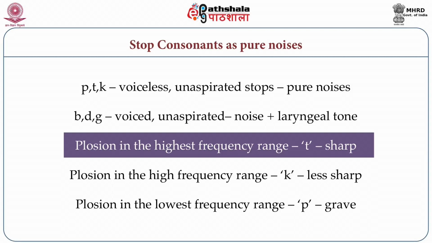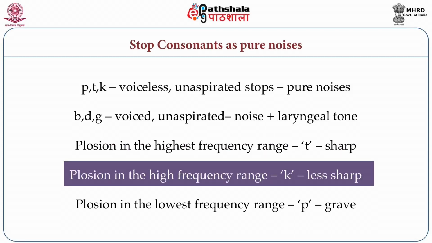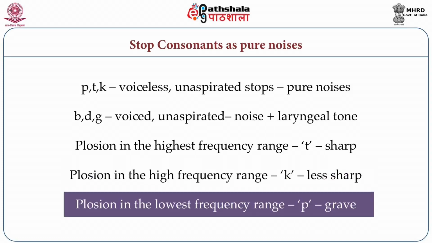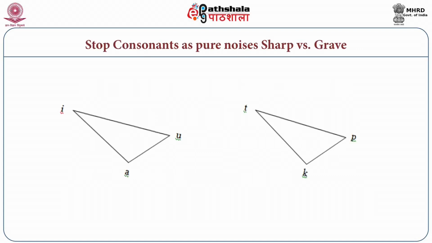They are velars, dentals and alveolars. Plosion in the high frequency, or let's say middle range, not as high, is k, which is less sharp than t. Plosion in the lowest frequency range, we find they are bilabials and they are considered grave. Once again, a comparison with the vowel chart, sharp and grave. You can see t in comparison with E as the sharp sound, and k as less grave, and in that triangle, p at the bottom.